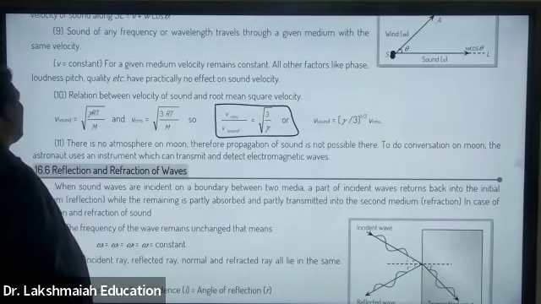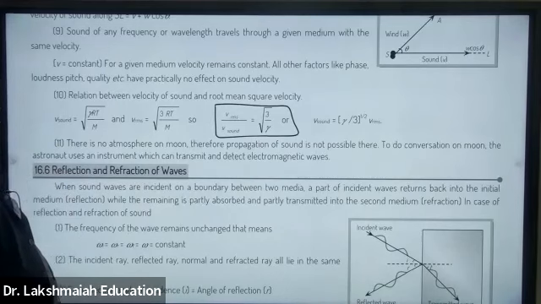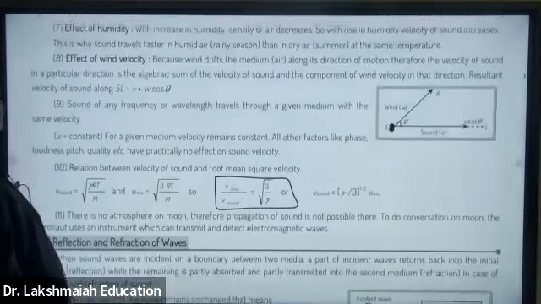3 by gamma. Any doubt, please ask me. No, sir. No doubt. Right. And one more point, this point also you can take.